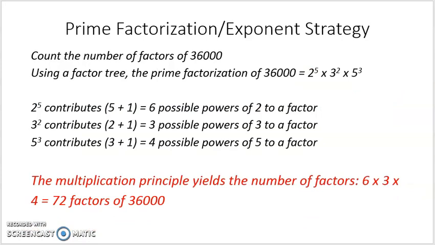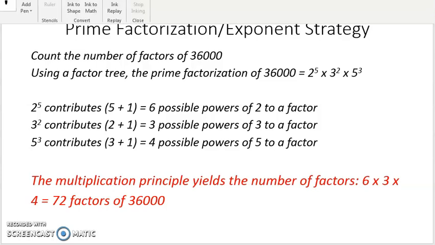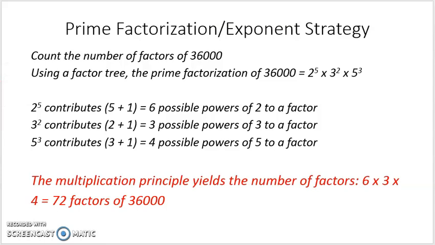So let's look at the number for 36,000. Again, I'd hate to come up with all these. There's a lot of them. 36,000 has, well, looking at the exponent, 2 to the 5th contributes. The exponent is 5. So 5 plus 1, 6 possible powers of 2 in a factor. 3 squared, the exponent of 2. 2 plus 1 is 3 possible powers of 3. 5 has an exponent of 3, so 3 plus 1, 4 possible powers of 5.